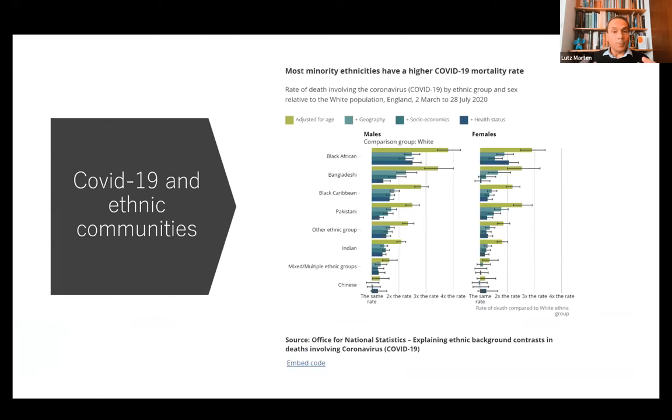The other thing people have noticed, going back to the UK context, is that it looks like members of minority ethnic communities are more affected by COVID-19 than others. So the chart here we have reproduced, this is the death rate of different ethnic communities in England, compared to the white group. And you can see that, you know, the more green you have, the more the effects are. So it's either double the rate or three times the rate. And then the different shades of green are adjusting for things like geography, where people live, socioeconomic status and health status. But even if you do this adjusting, you still find that the effects are disproportionately higher on ethnic communities.